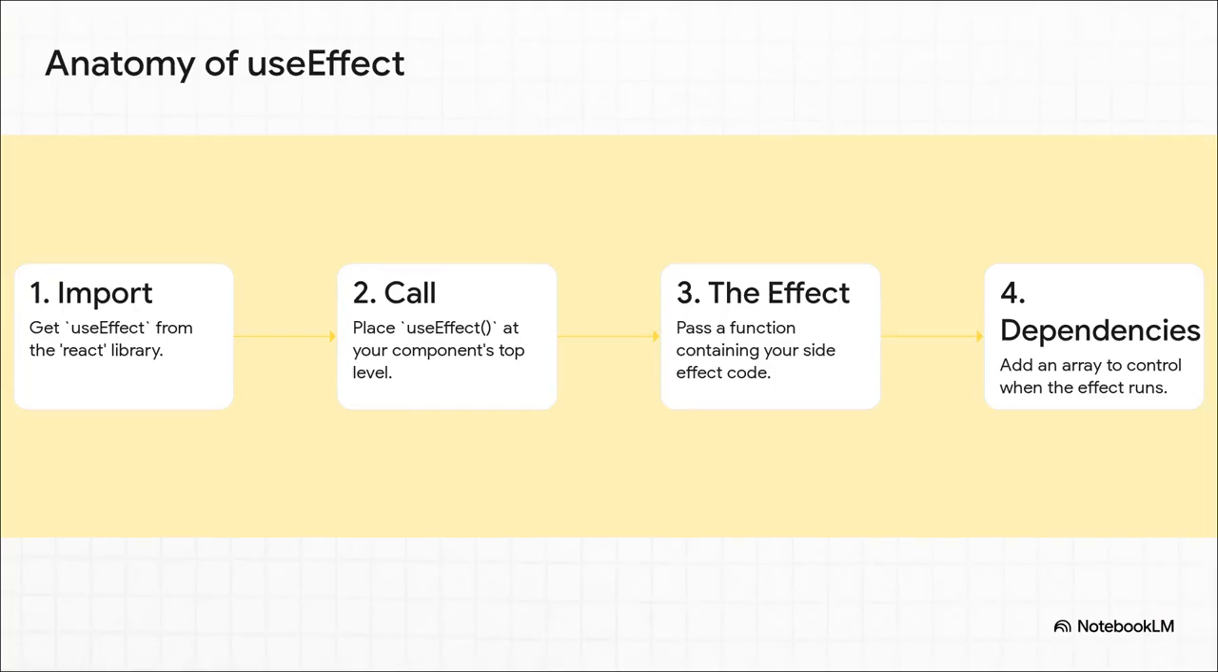Okay, so the structure of useEffect is actually pretty simple, but you gotta be precise. First, you import it from React. Then you call it right at the top level of your component, and you give it two things. The first is a function, and this is where you put your side effect code. The second thing, and this is absolutely critical, is an array. I want you to burn this into your brain. The function is the what you want to do. And that array, that's the when you want to do it.